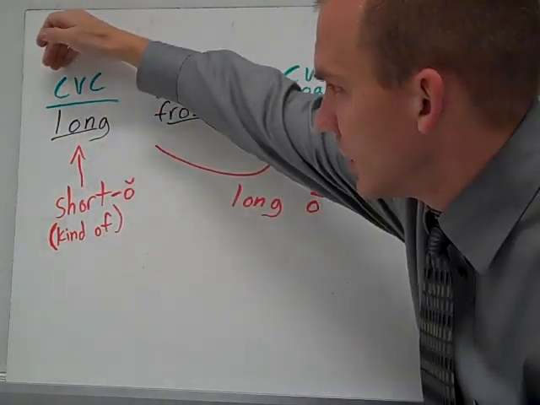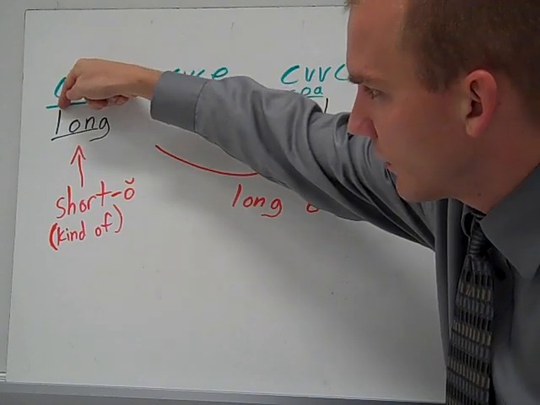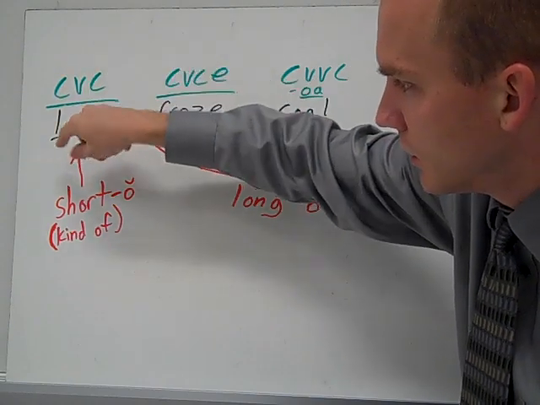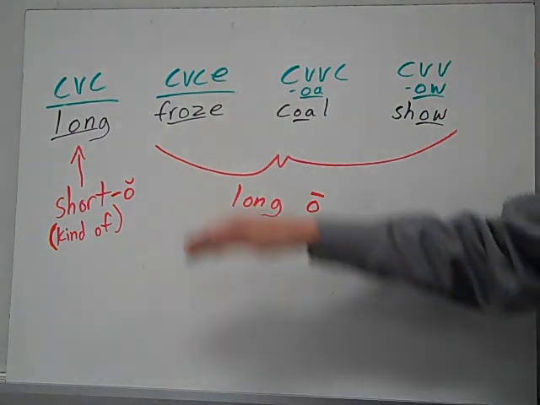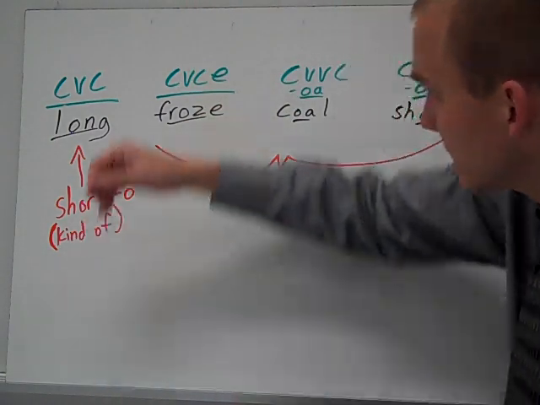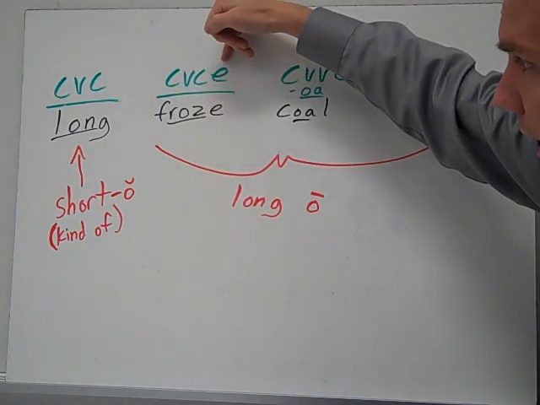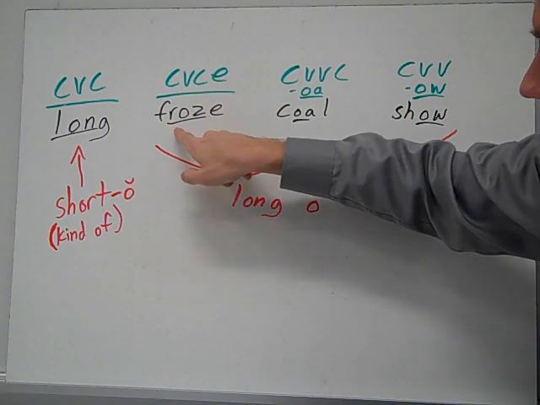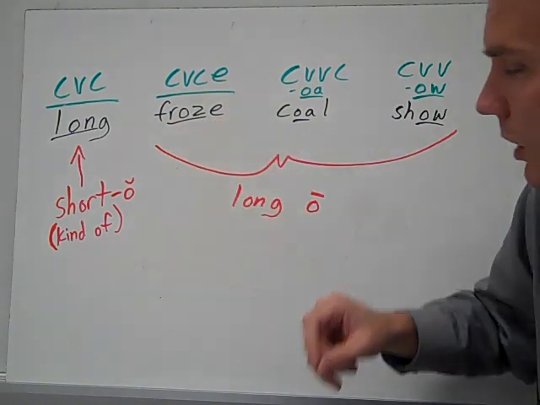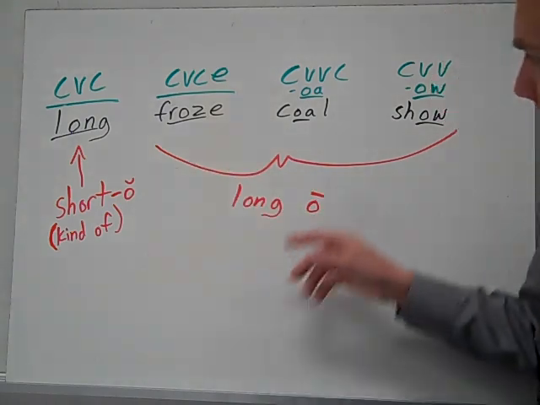So with the short O, you're dealing with a CVC pattern, a consonant, vowel, consonant. Whenever you have consonant, vowel, consonant, you're looking at short sounds. Now we're looking at different vowel and consonant patterns that create a long sound. We're going to first take that CVC pattern, put an E on the end, and when we put the E on the end, consonant, vowel, consonant, E, it creates a long sound like O in froze.